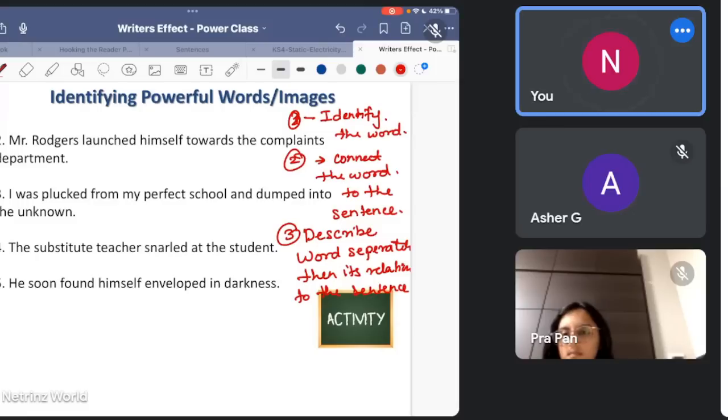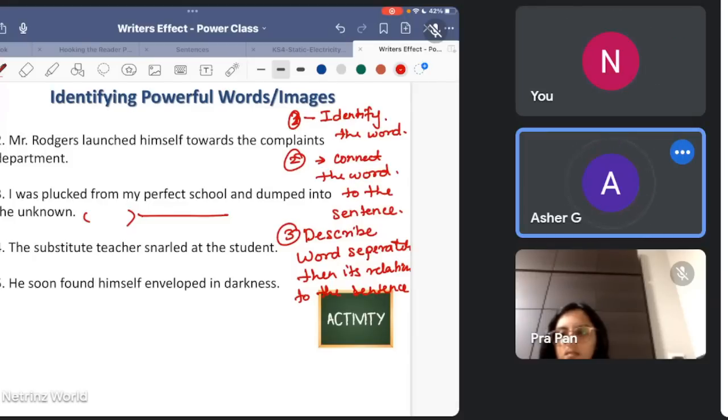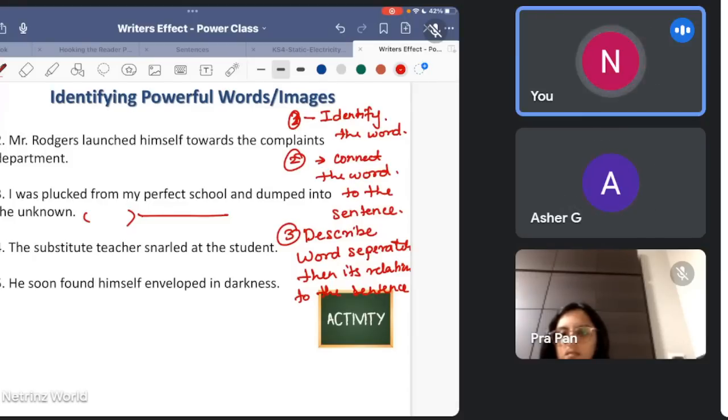Getting my point? Mahika, Asher? So, unwillingly, you could have used the words, I'll write it over here, unwillingly removed from the perfect school and admitted to a completely unknown school where the writer felt unsafe, you can say, because it was unknown people. There were a lot of strangers over there. Did you get it, Asher and Mahika?